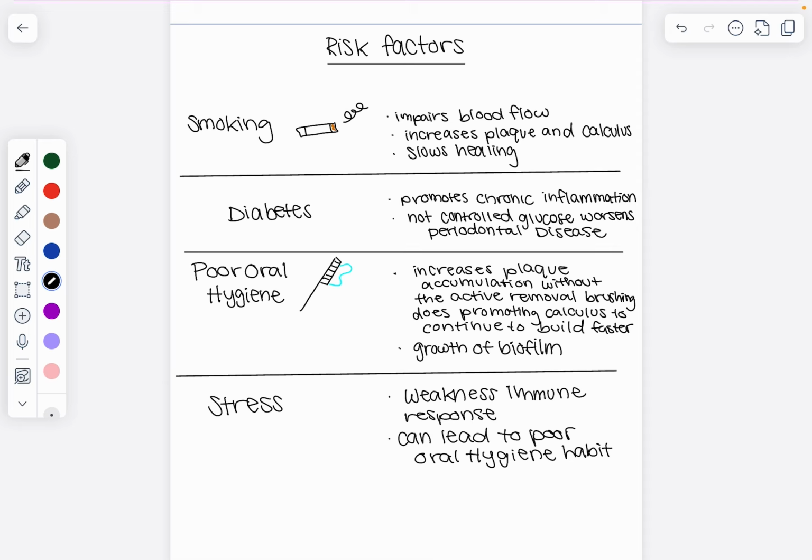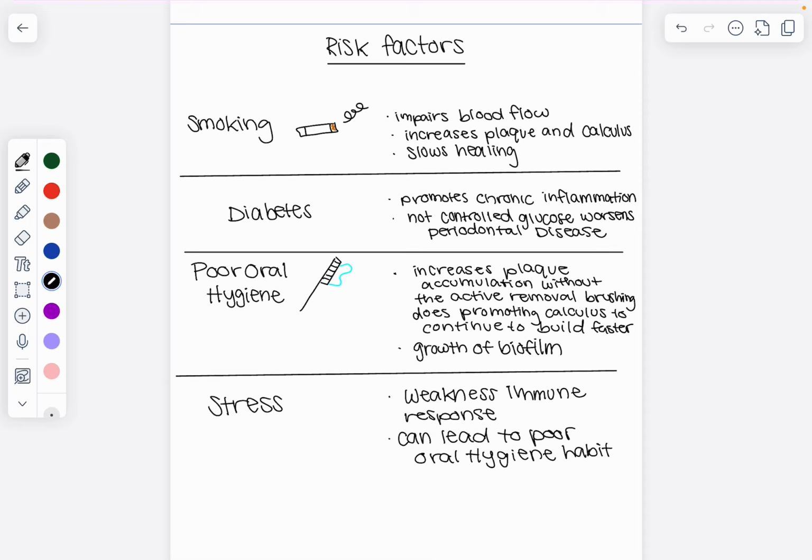Smoking impairs blood flow, increases plaque and calculus, and slows down healing. Diabetes also promotes chronic inflammation, and if it's not controlled, it worsens your chances of getting periodontal disease. Poor oral hygiene also increases plaque accumulation without the active removal of brushing. It promotes calculus to continue and build faster upon the already continuing growth of biofilm.